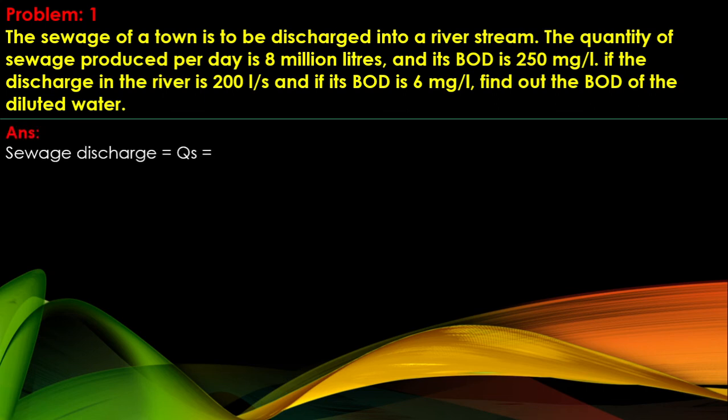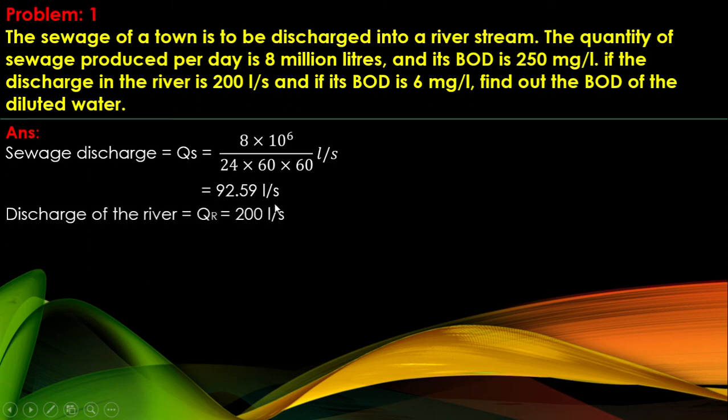Quantity of sewage produced per day is 8 million liters. So it is the quantity of sewage discharged into the river. So, sewage discharge, Qs is equal to 8 million liters. Convert into liters per second. Million liters is converted to liters by multiplying by 10 raised to 6. And day is converted into second by multiplying 24 into 60 into 60. We get 92.59 liters per second.